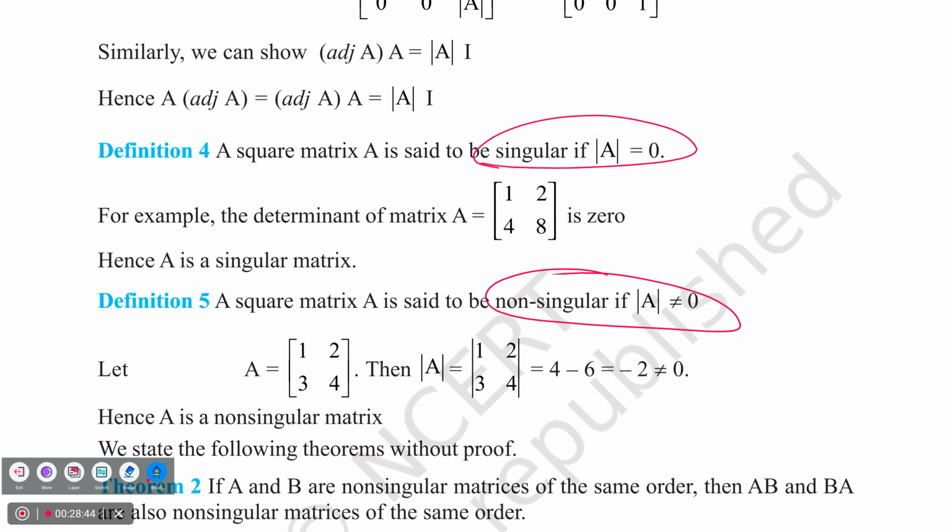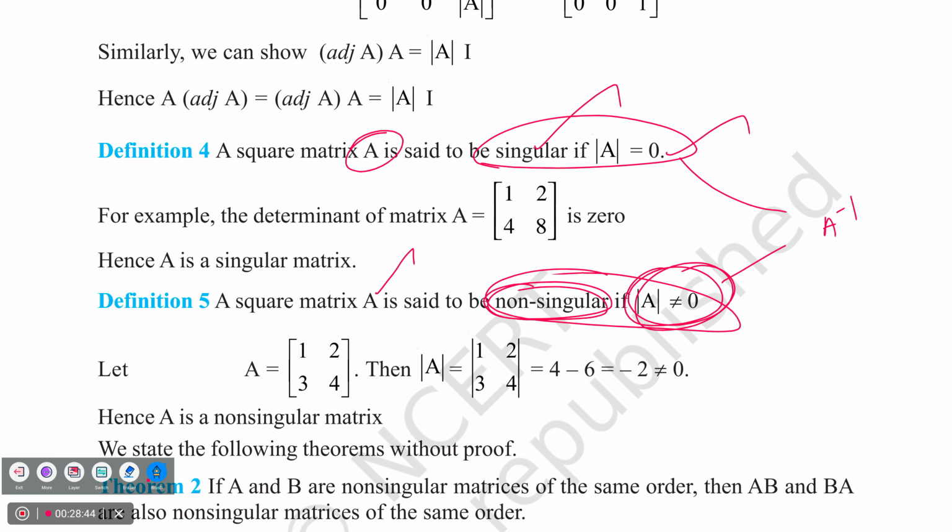Singular matrix, non-singular matrix. If the determinant of A equals 0, the matrix A is called singular. If the determinant of A is not equal to 0, the matrix A is called a non-singular matrix. When will A inverse exist? Whether here or here, where will A inverse exist? If the determinant is not equal to 0, A inverse will exist. If it equals 0, A inverse will not exist.